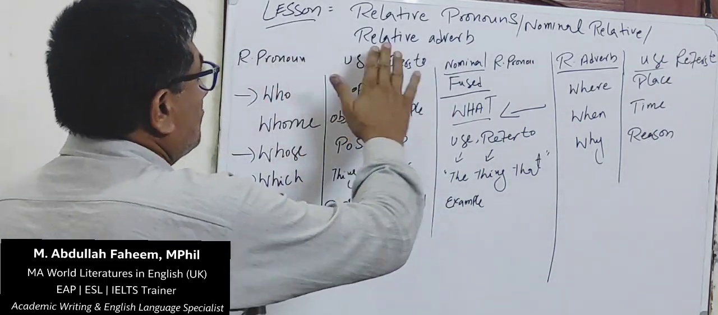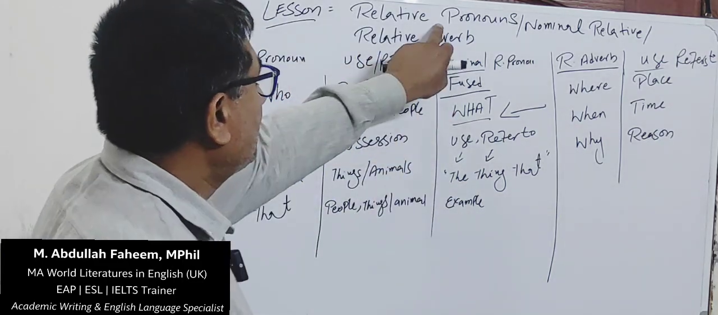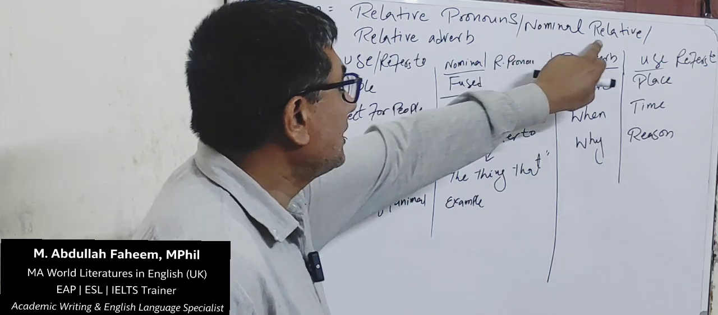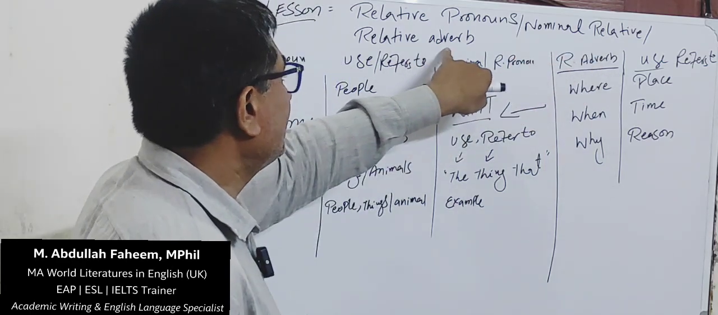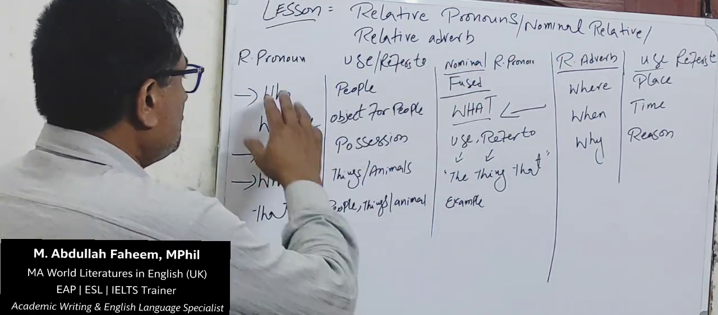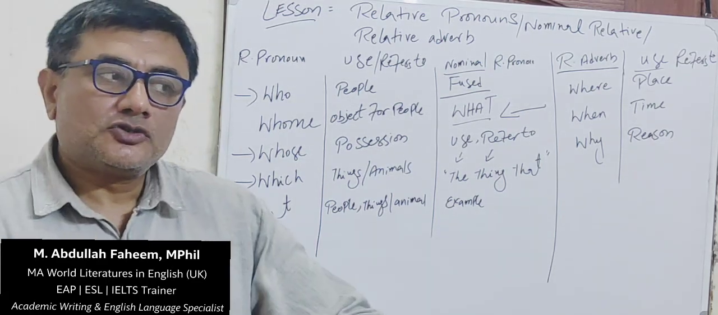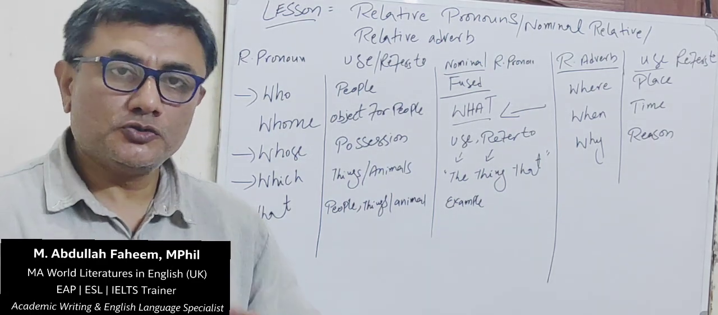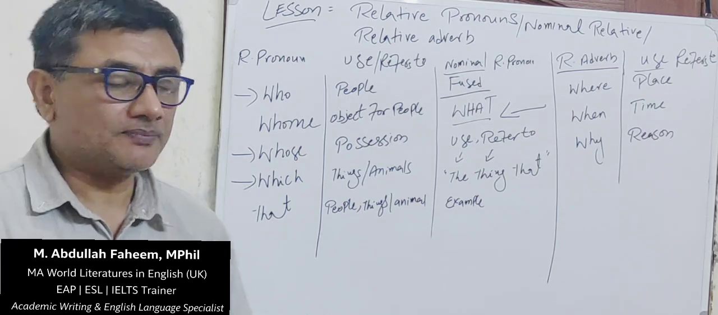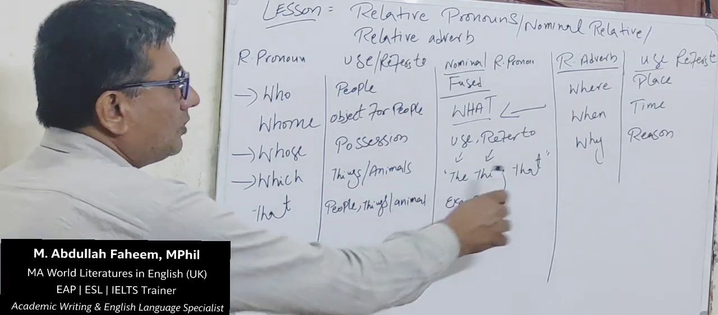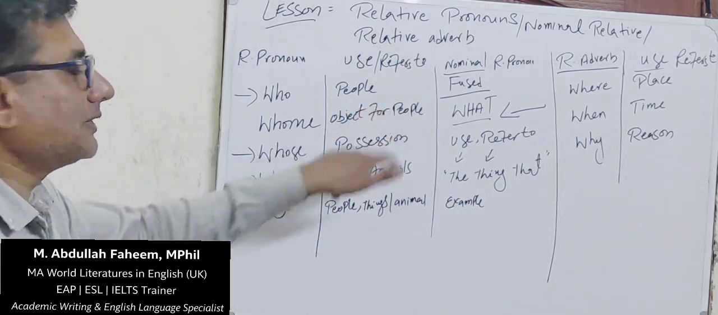You will see the lesson outcome: the lesson is about relative pronouns, nominal or fused relative pronouns, and relative adverbs, because sometimes we use all these relative pronouns and think them wrong or use them wrong as a function. So let's see, I have divided all of these into different categories and will explain their uses.